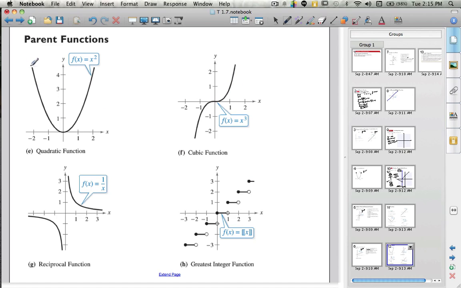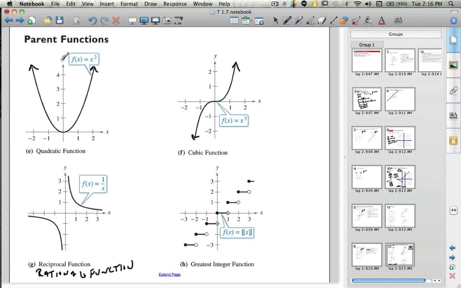Again, you notice that on even powers, the ends do the same thing. On odd powers, the ends do opposite things. This is what a reciprocal function looks like. They also might be called a rational function. This is what a greatest integer function looks like. That's what this is called, the greatest integer function. And those are the basic parent functions.